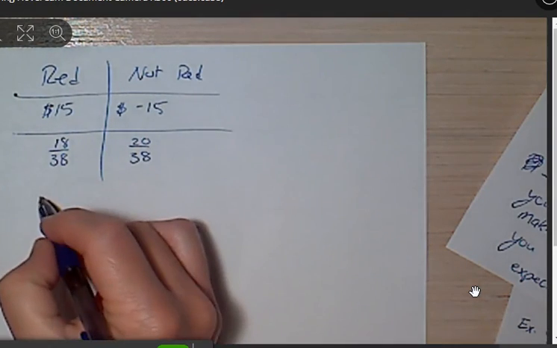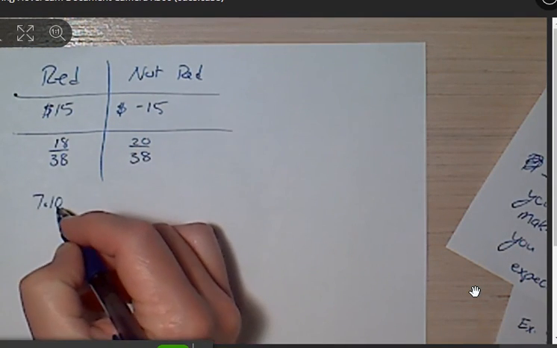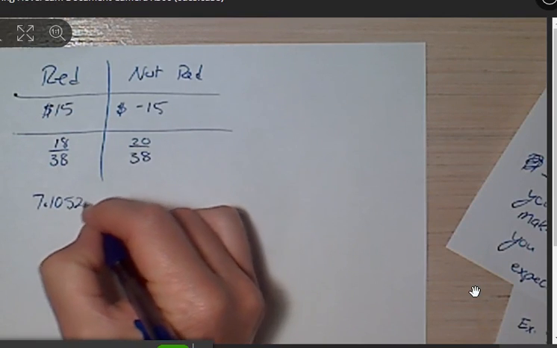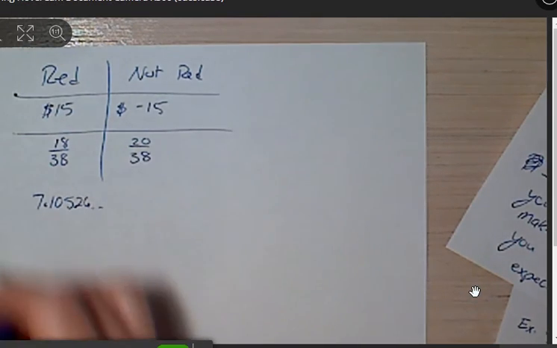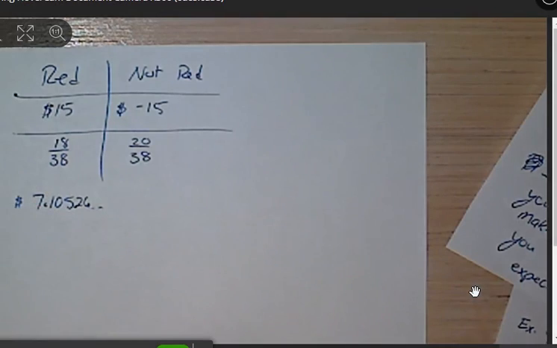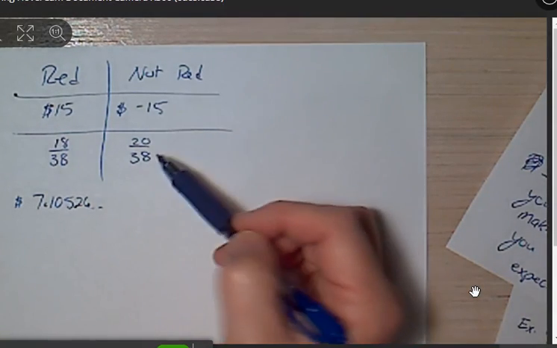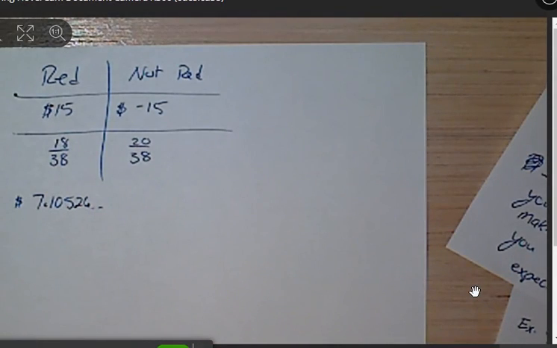And that comes out to be 7.10526, and you've got a bunch of decimals after that. Leave that in there as long as you want to when you do that. And then go ahead and multiply these two numbers together. So that's negative 15 times 20 over 38.